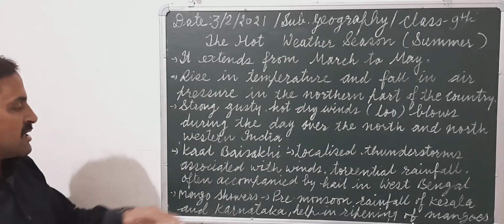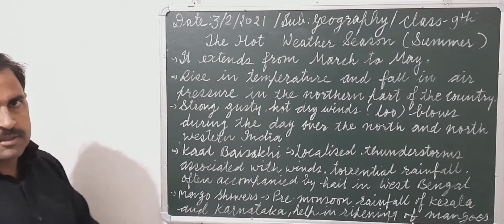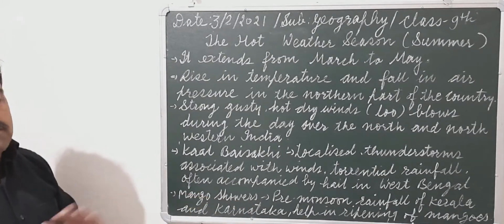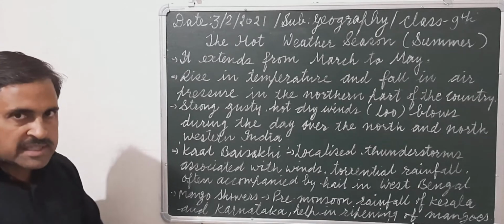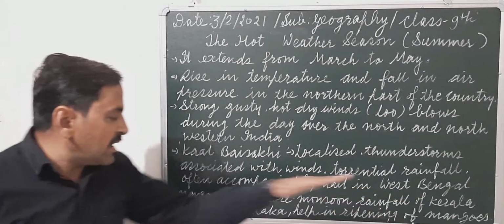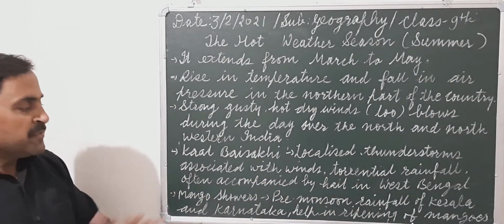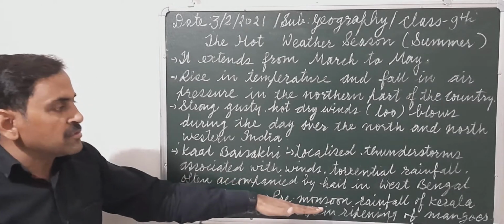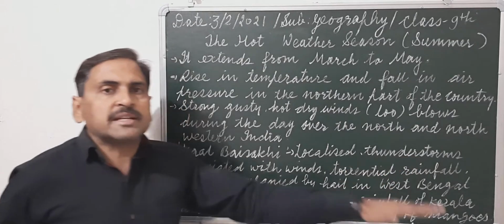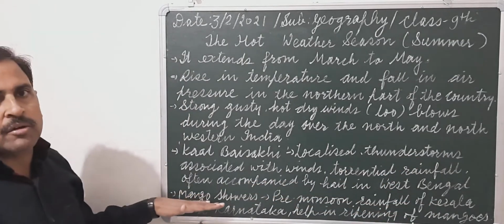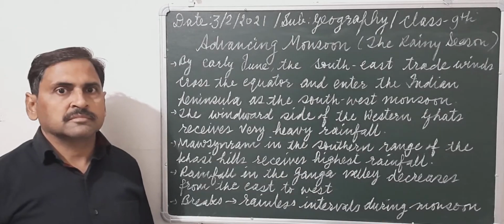Third important feature is the mango showers. Mango showers is the name given to the pre-monsoon rainfall which takes place in Kerala and Karnataka. As these pre-monsoon showers help in the ripening of the mangoes, that's why we call them mango showers.